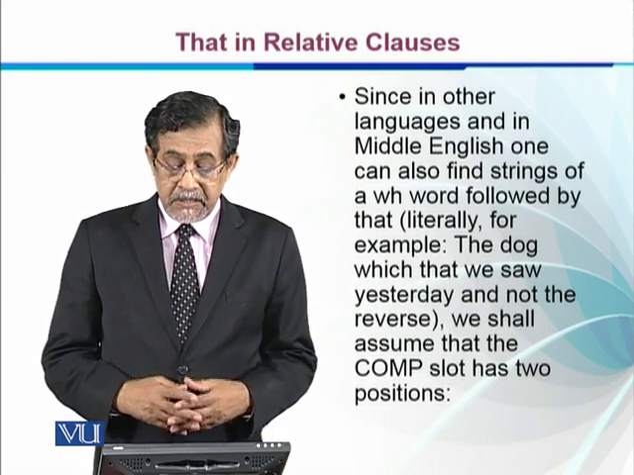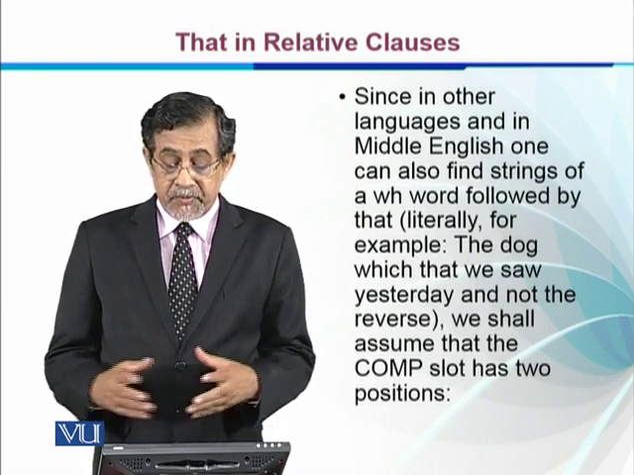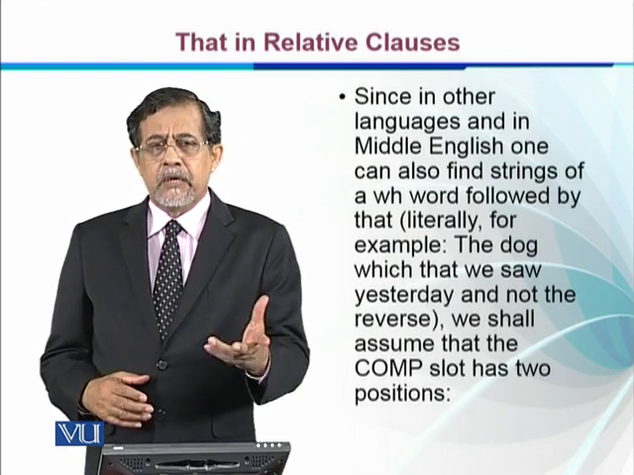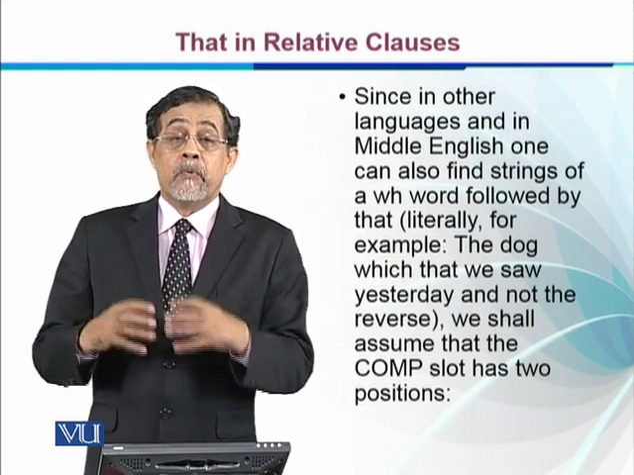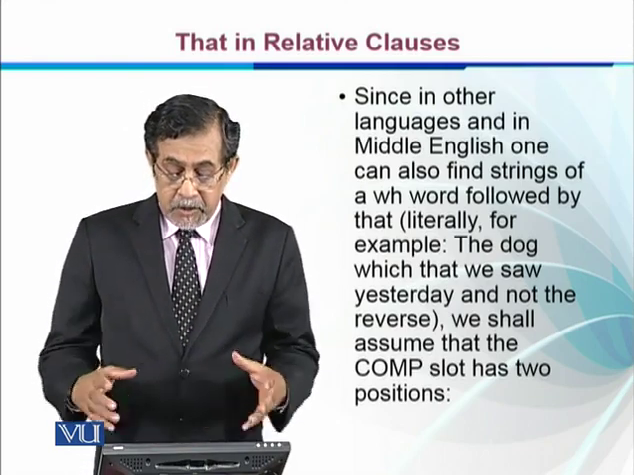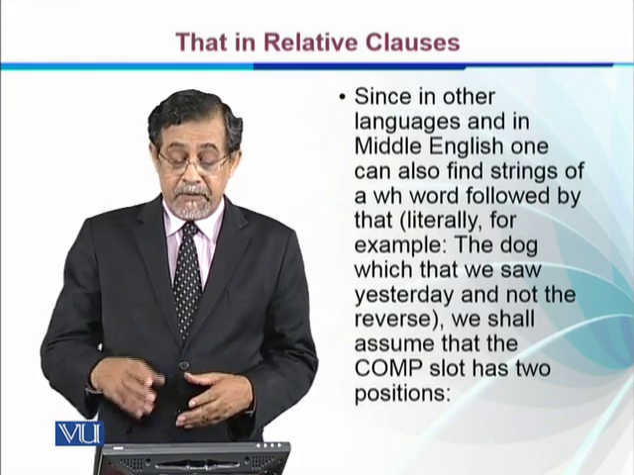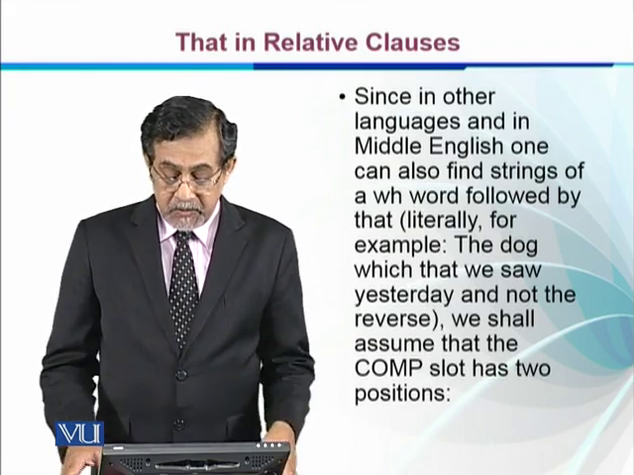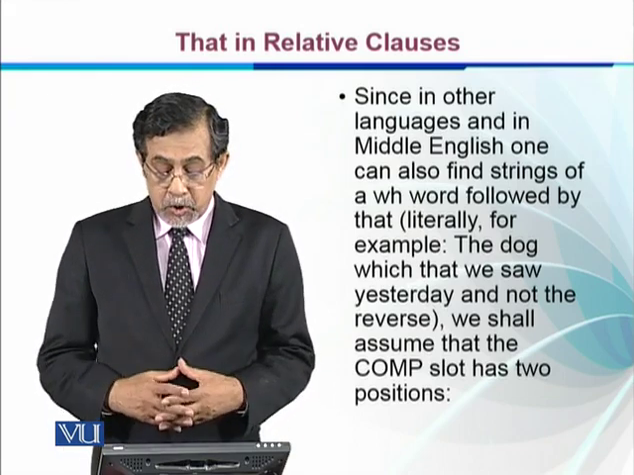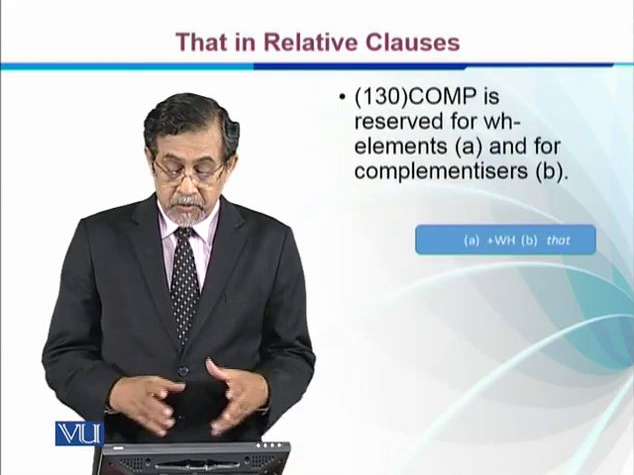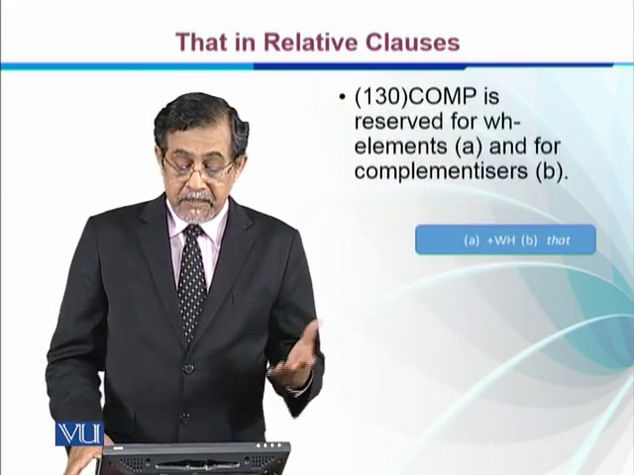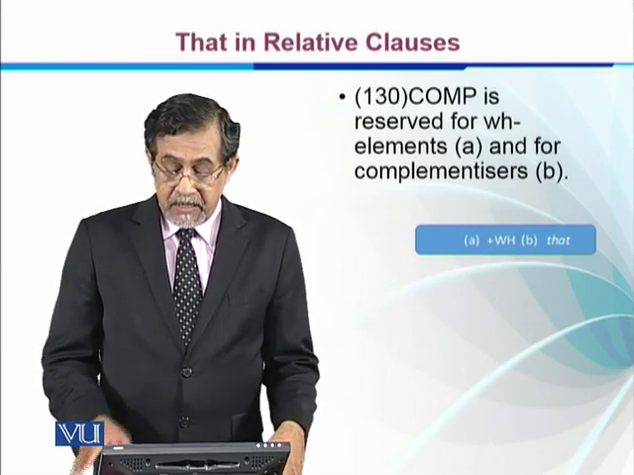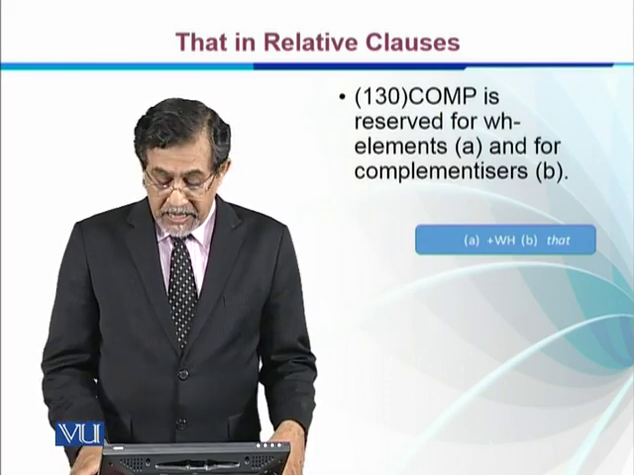Since in other languages and in Middle English one can also find strings of a WH word followed by that, it means that a WH word like who or whom and that were used together, right? The dog which that we saw yesterday. So if you look at this, which and that both are used together, we shall assume that the complementizer slot has two positions. So if we look at this, complementizer is reserved for WH and for complementizer B. So A is WH and B is that.